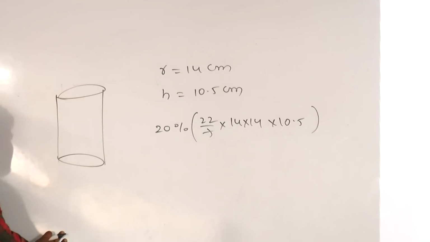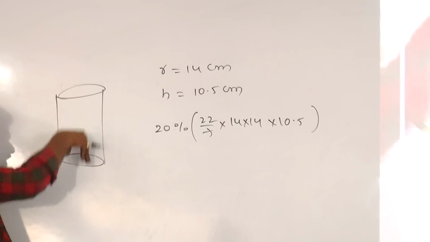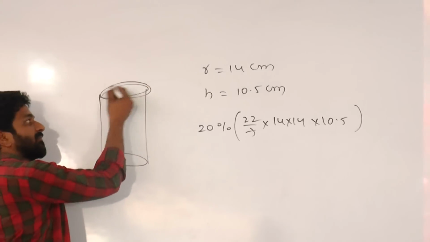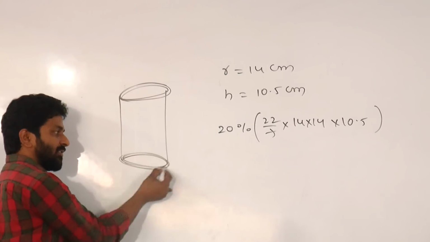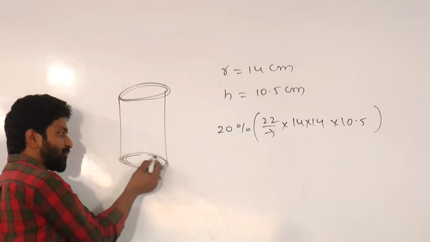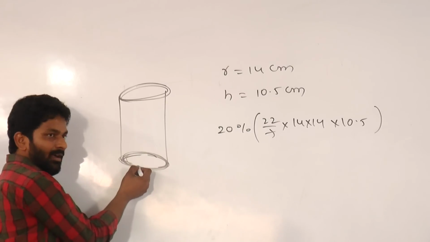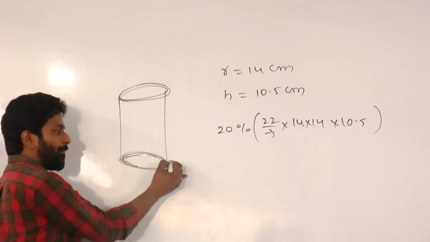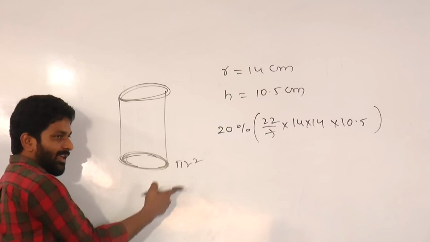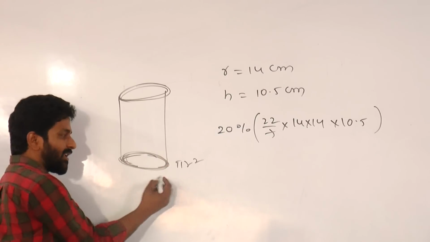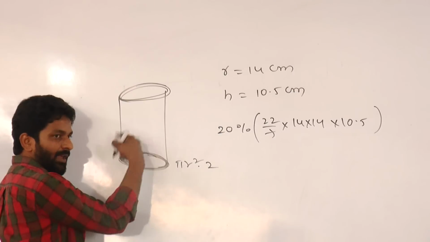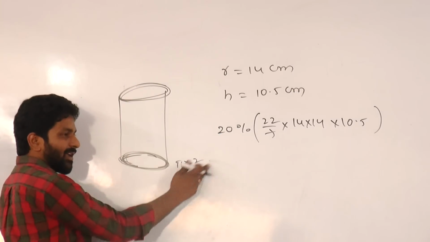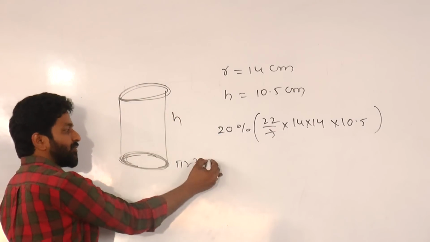This one only, right? Volume, inside area. What is this? Circle. Inner area in the sense, what do you mean by that? Area. How much is area of circle? Pi r square. If you have one circle, that will be pi r square. If you have two circles, pi r square into 2. If you have 10 circles, pi r square into 10. Height is given h, so pi r square h.